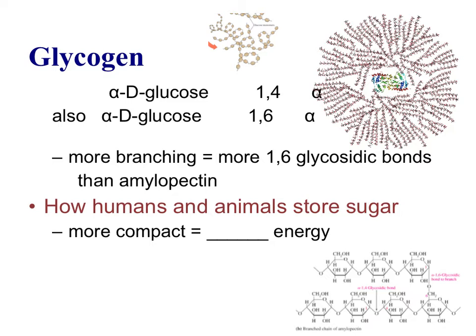Whereas humans and animals need to constantly be moving to keep up their metabolism, to catch prey, all these different reasons. So they need something that's more energy dense. And so more compact equals more energy, and that's why you need that for glycogen. So just imagine more branches makes it more compact, more energy. Animals need energy. Good? And that's kind of an easy way to remember it.